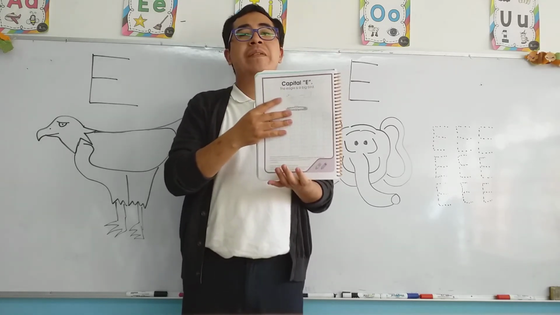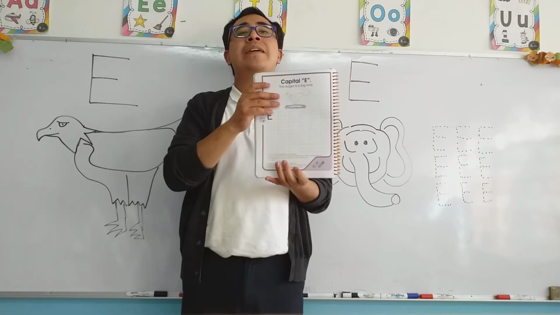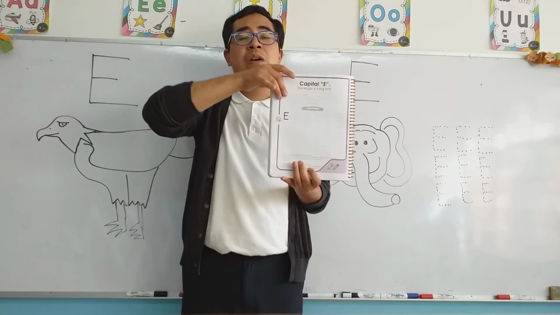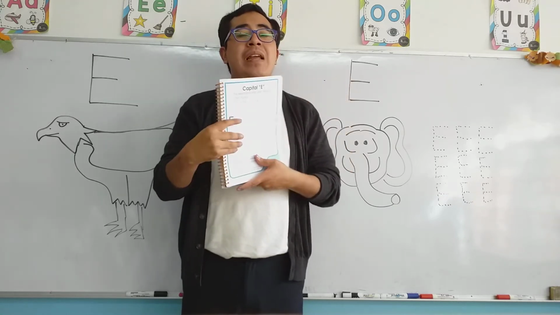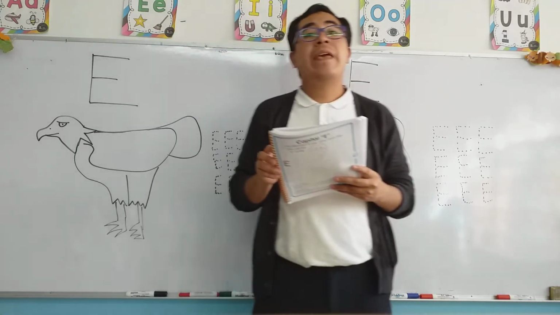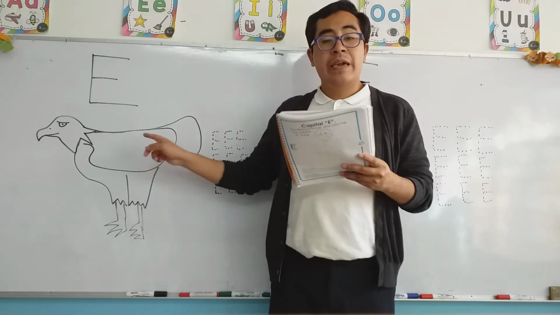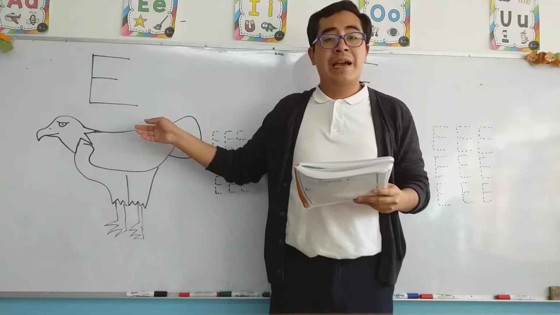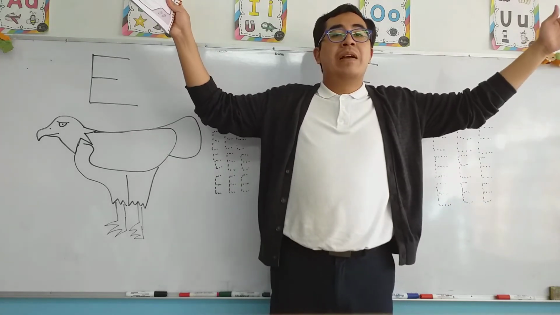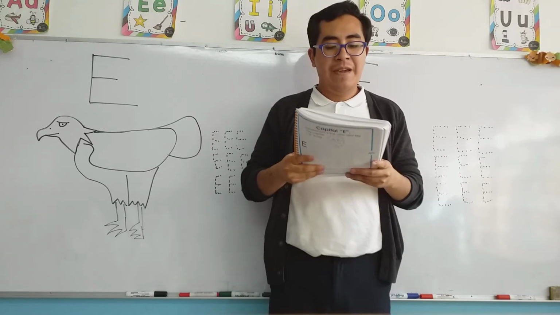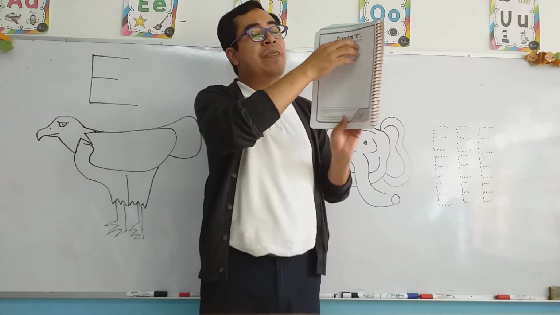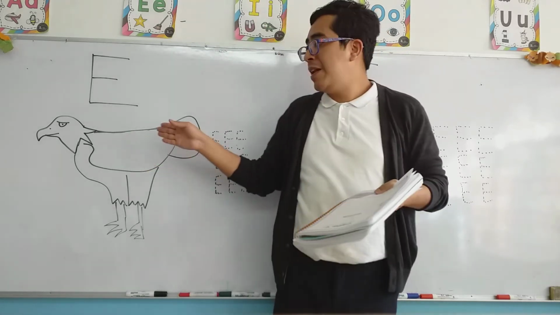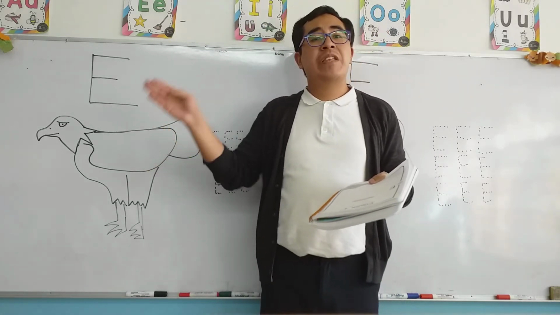Las actividades que vamos a realizar el día de hoy están divididas en tres partes. La primera parte tiene el nombre de la letra y abajo una pequeña oración que les voy a leer. And it says, the eagle is a big bird. El águila es un ave grande. Okay, very good. Under the letter and the sentence, we have the picture of the eagle. Tenemos la imagen del águila. We have to paint it, but that is for later.